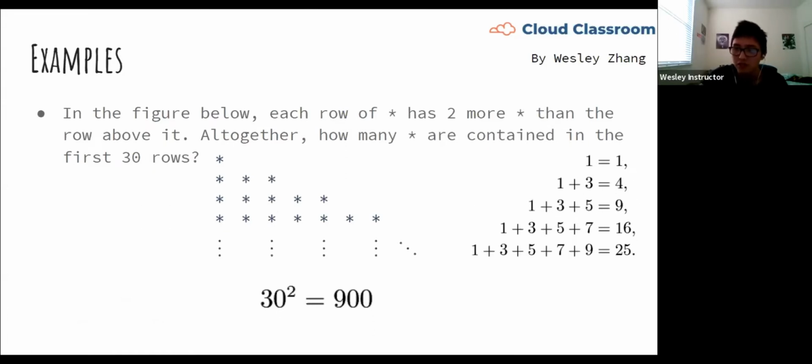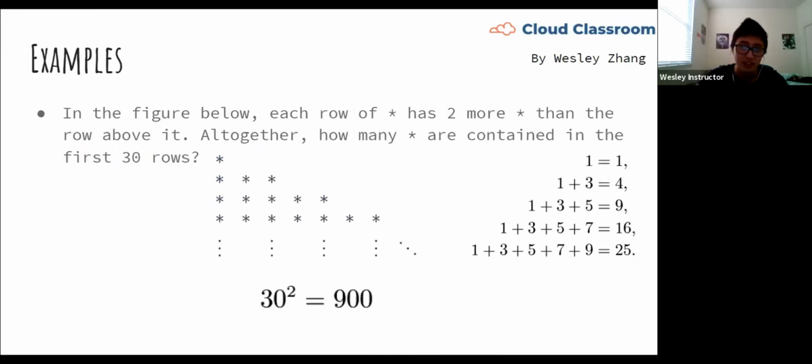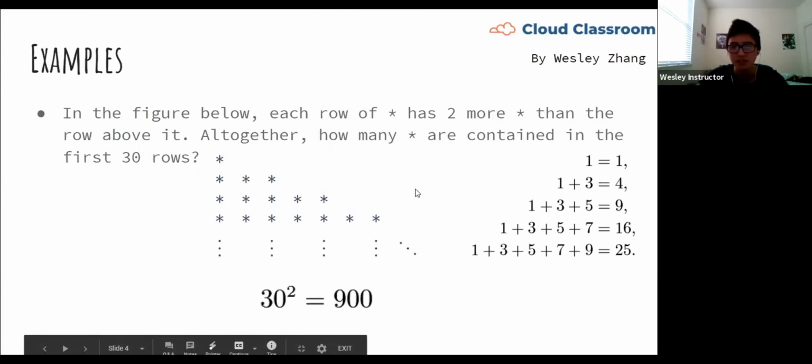But if you notice here, the sums are all perfect squares. So 1 squared, 2 squared, 3 squared. So that means if we keep adding up all the way to the 30th row, we're going to get 30 squared equals 900. So altogether, there are 900 stars in all 30 rows. Once again, this is a lot easier than you actually adding up all of these stars.